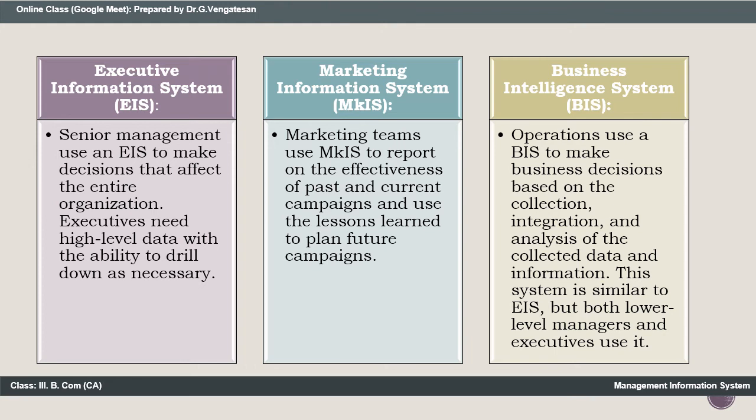And the next one, business intelligence system, that is BIS. Operations use a business intelligence system to make business decisions based on the collection, integration, and analysis of collected data and information. This system is similar to EIS, but both lower level managers and executives use it. In this system, all the business decisions are based on the information collected and the integration of data that supports complete information, and this will help the management with the decision making process.